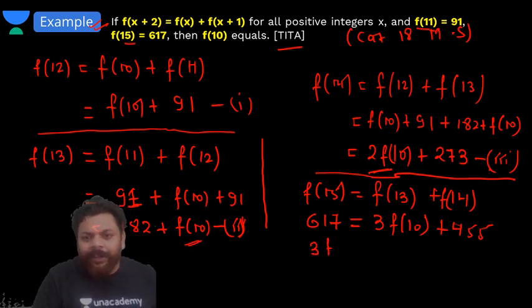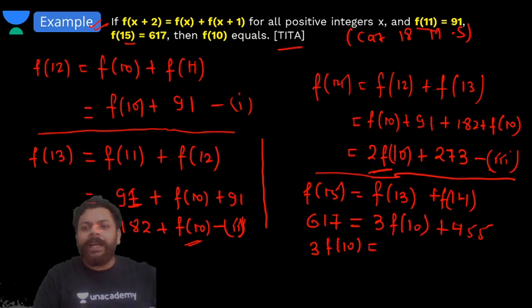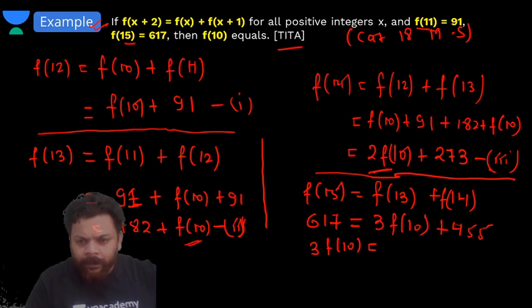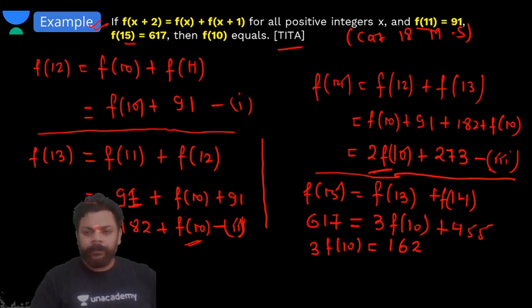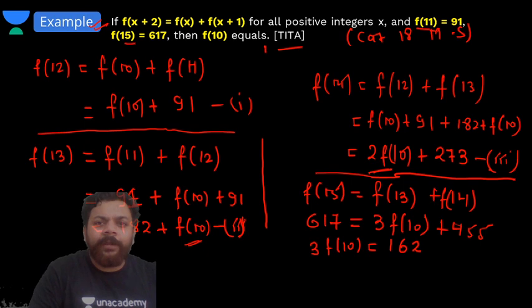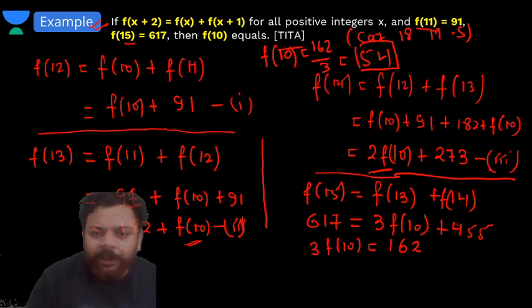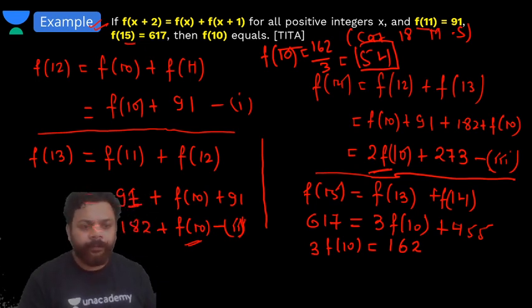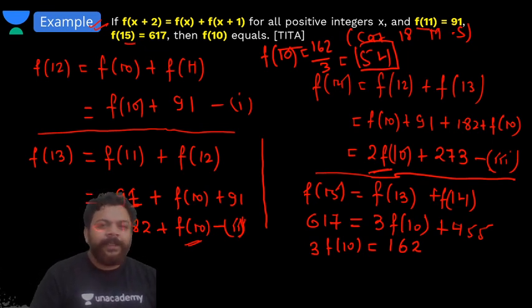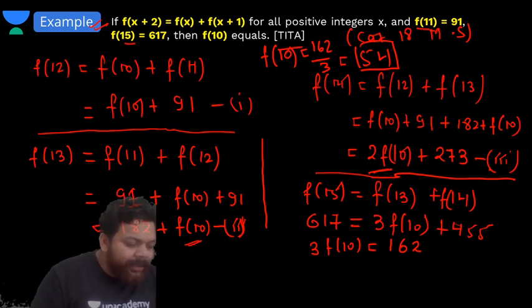So thrice of F10 must be equivalent to 162. And if we need to calculate the value of F10, it must be 162 divided by 3, that is 54. So 54 is going to be my final answer for this question. This was the simplest question from functions that was asked in CAT. Yeah, Satyam, the answer is correct, 54.